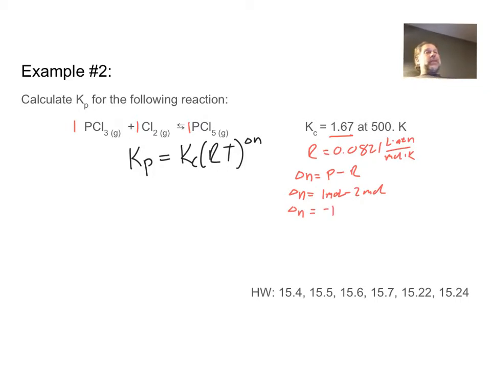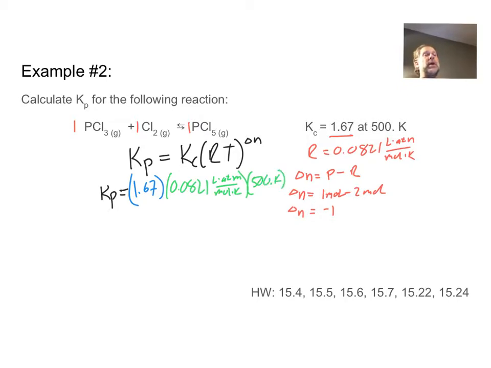So when I set this problem up to calculate Kp, Kp is going to equal Kc, which is 1.67, times R, which is 0.0821 liters atm per mole per Kelvin, times T, which is 500 K, and this whole quantity is raised to the -1.